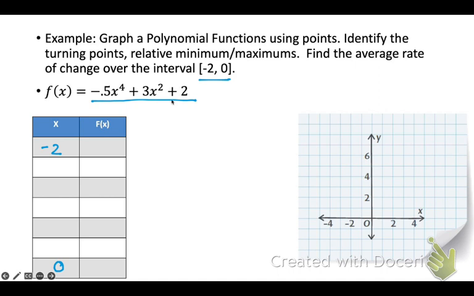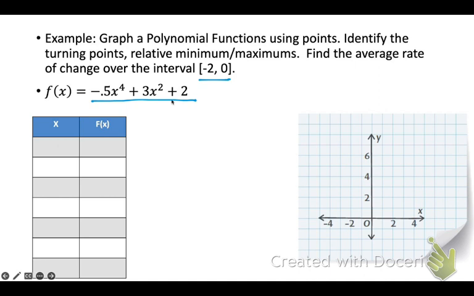So we're going to identify the turning points, the relative minimum or max. A min would be it goes down and then goes back up, right? And a max would be go up and go back, what? Down. Okay. And find the average rate of change over the interval of negative 2 to 0. And actually, we don't have to just do negative 2 and 0. We could do some other numbers. I want numbers that are going to be divisible by what?